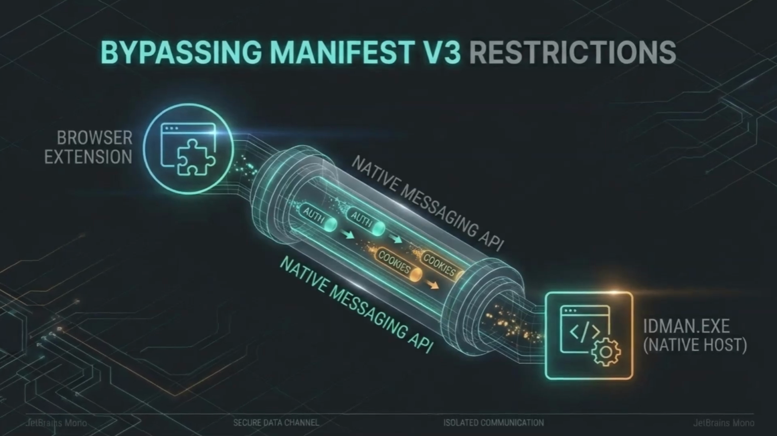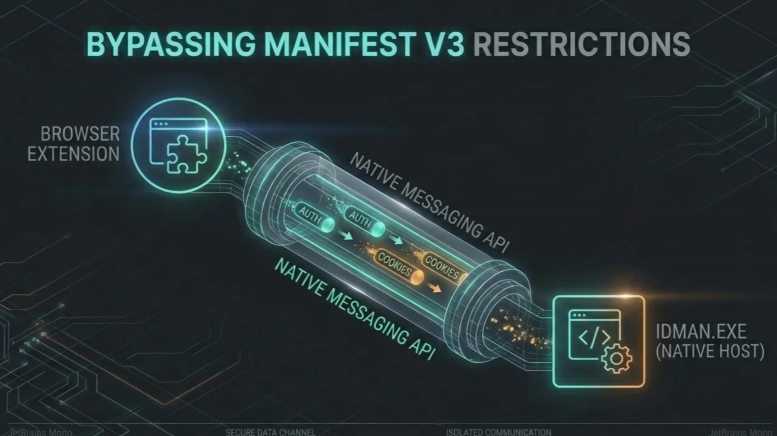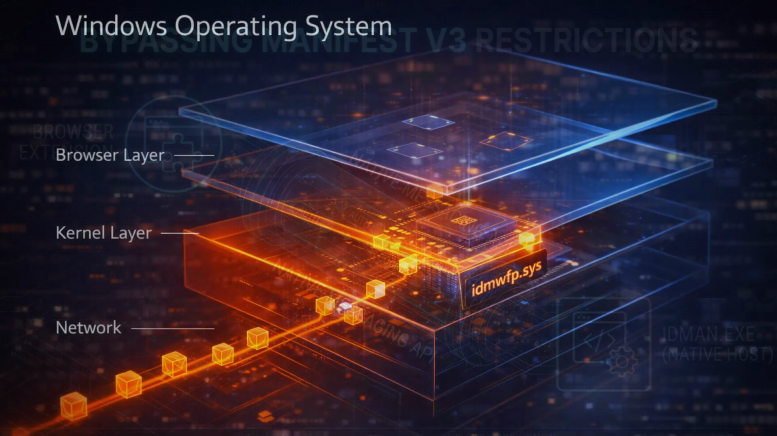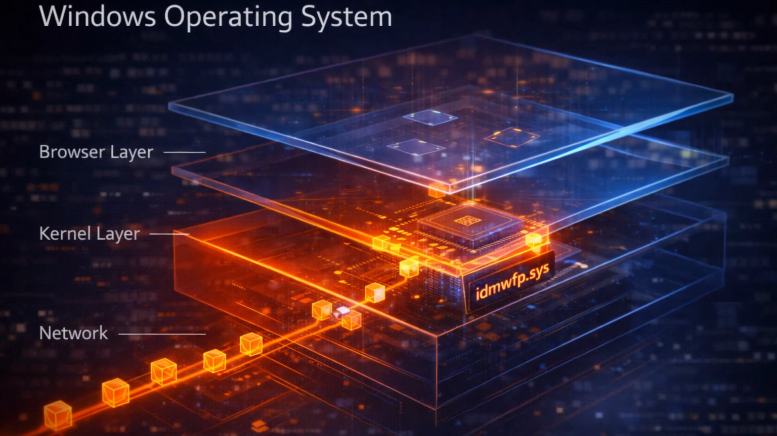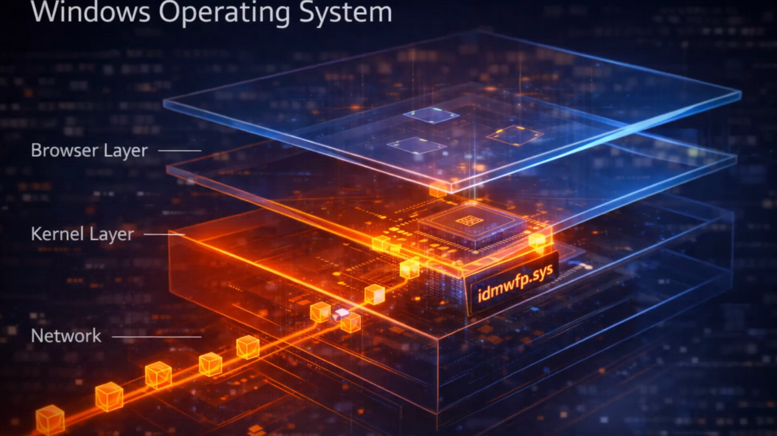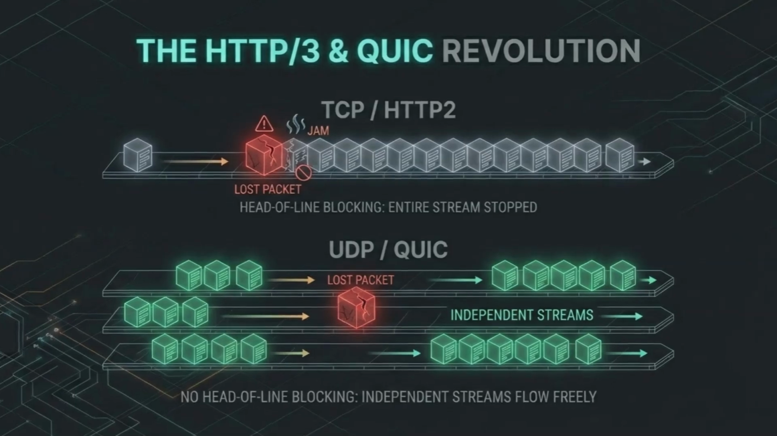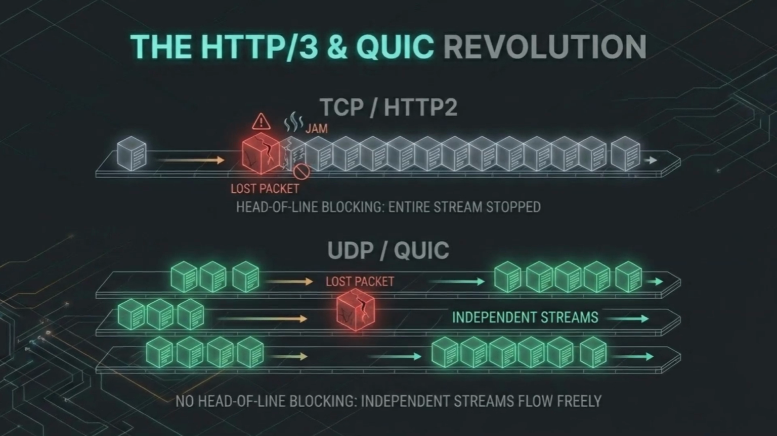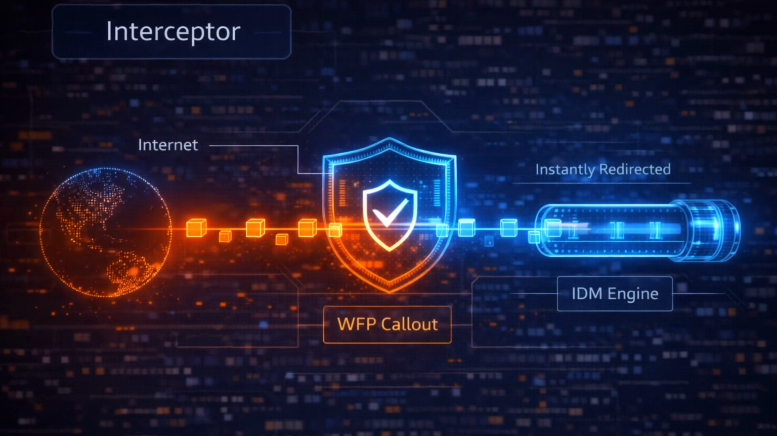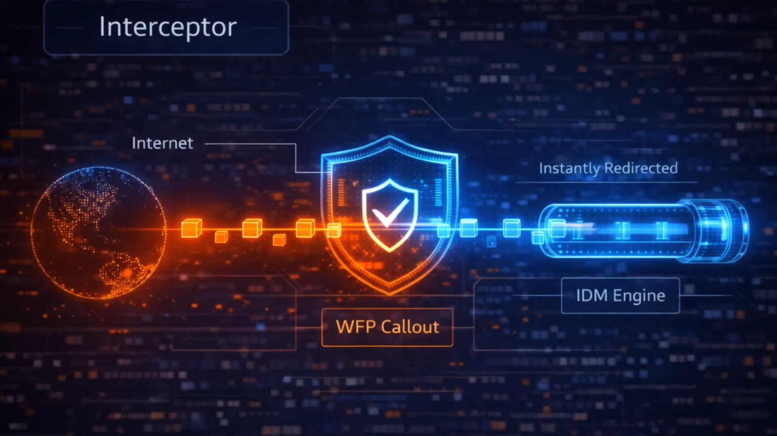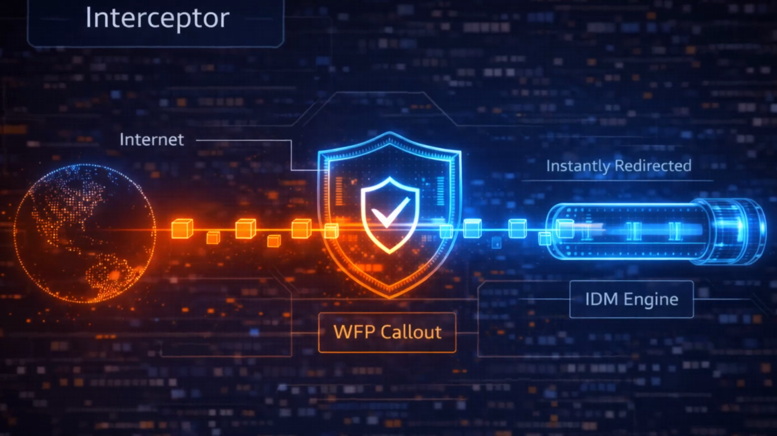IDM's advanced browser integration isn't just a simple extension trick. It's powered by kernel mode drivers like IDMWFP.sys. By leveraging the Windows Filtering Platform, or WFP, IDM operates at a lower level than the browser itself. WFP shims intercept network traffic at the transport and network layers. When a matching HTTP request is detected, the system invokes an IDM callout, allowing the manager to take over the stream even if the browser's extension is disabled or limited by OS security policies.